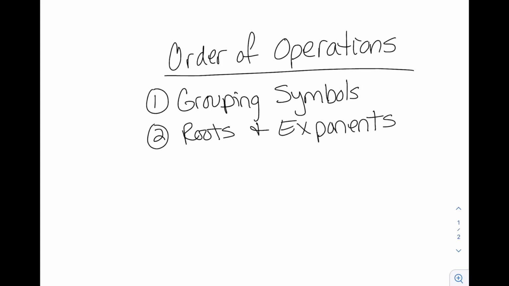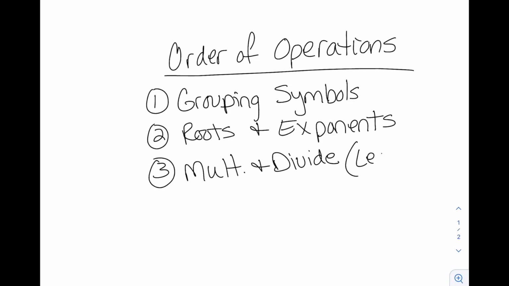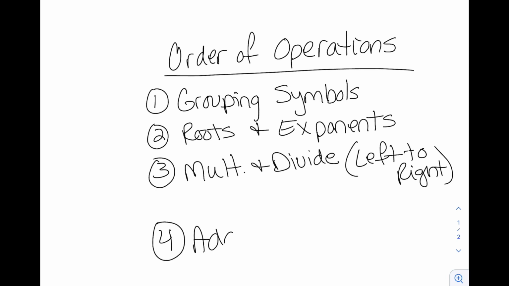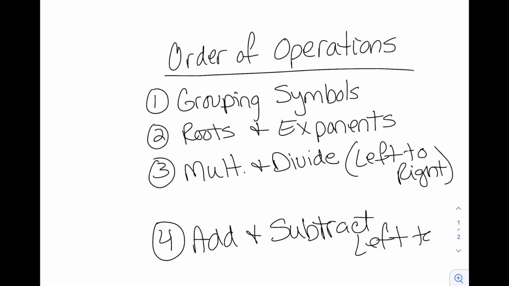And many times you don't have a lot of these in an equation or an expression, but they do come after grouping symbols. And then we have multiply and divide. What's important about this one is that you do it left to right. It will change the answer if you're not careful. And then the last step is adding and subtracting. This one also has to be done left to right.